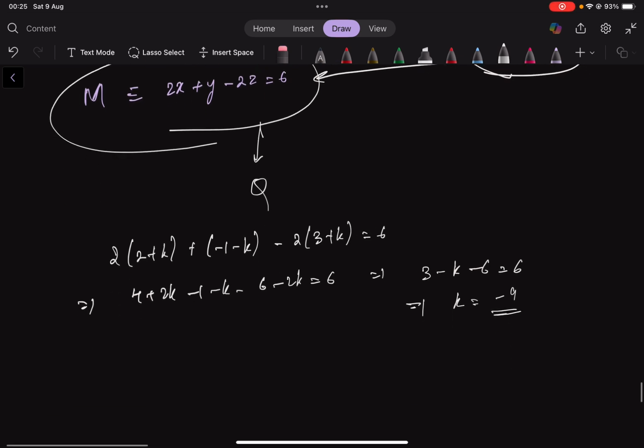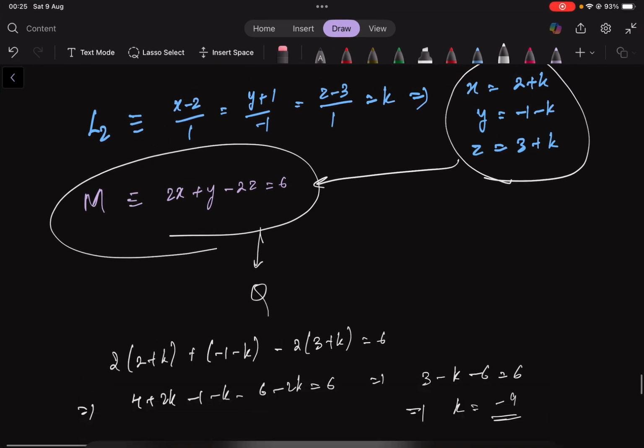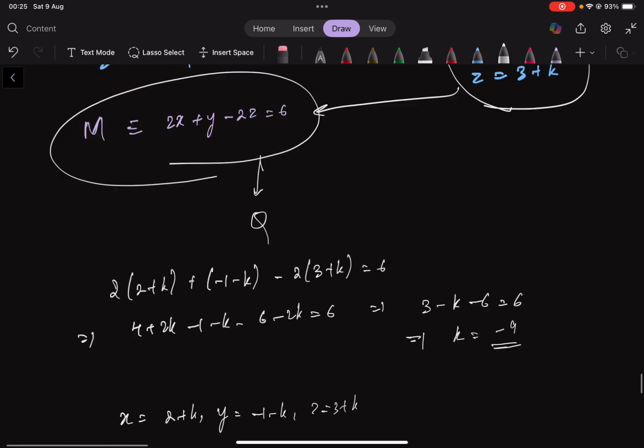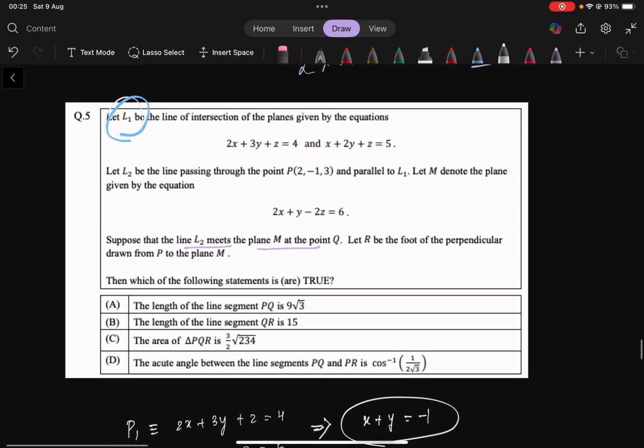When we substitute this k value in x is 2 plus k, y is minus 1 minus k, and z is 3 plus k, our point Q will be minus 7, 8, minus 6. So that's point Q.